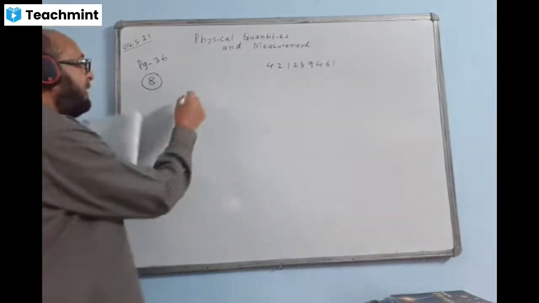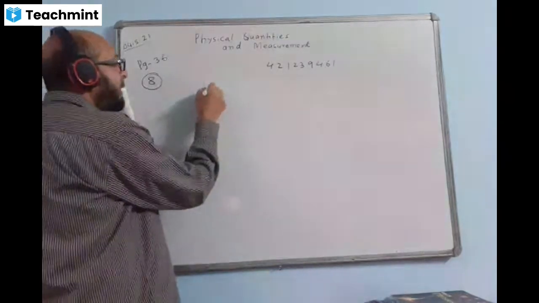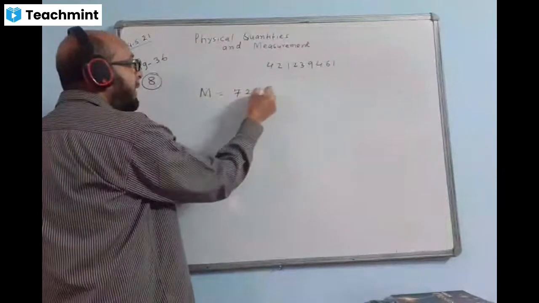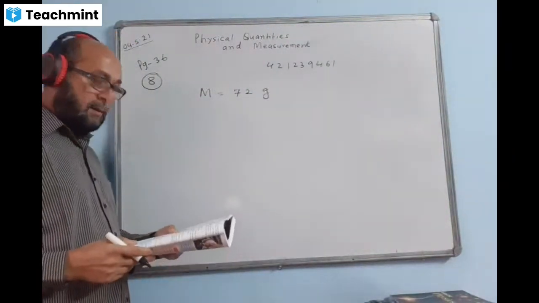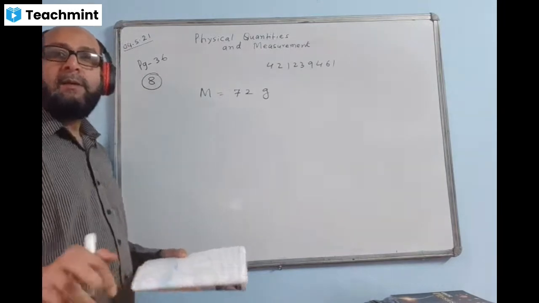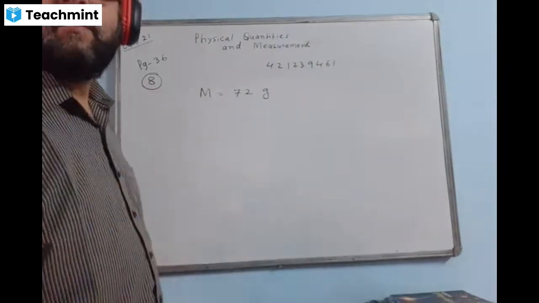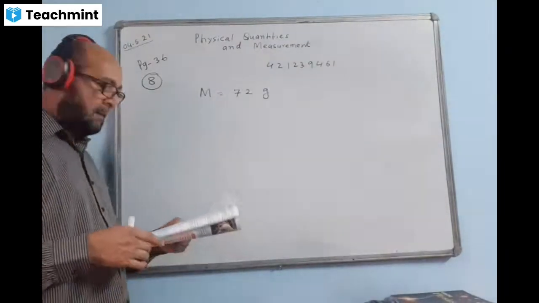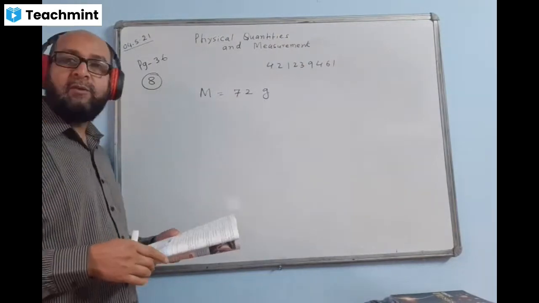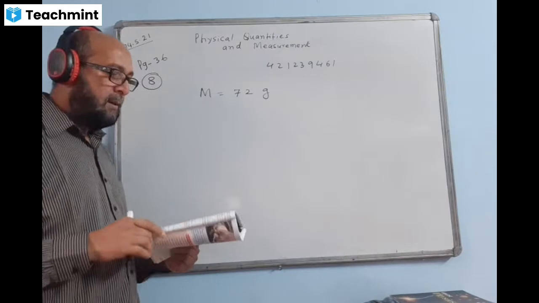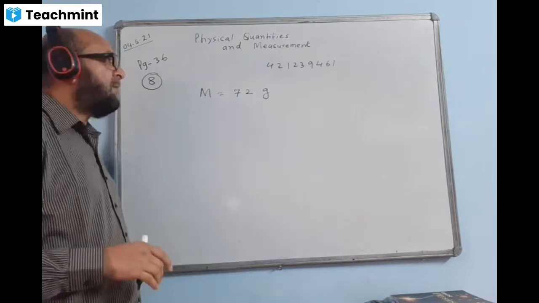So first we will write the information. Mass, M is equal to 72 grams. We write this first. Then, initial volume of water is given 24 ml and final volume is given 42 ml.